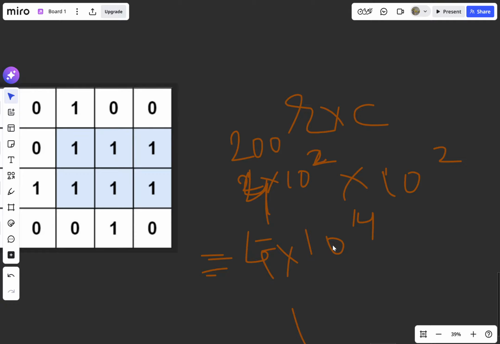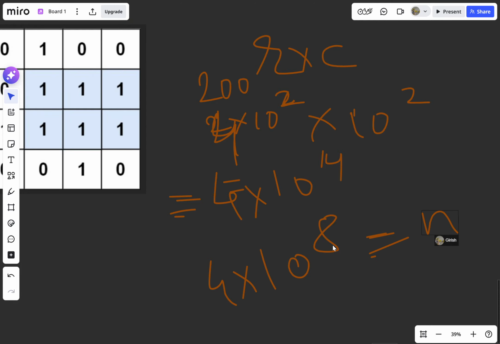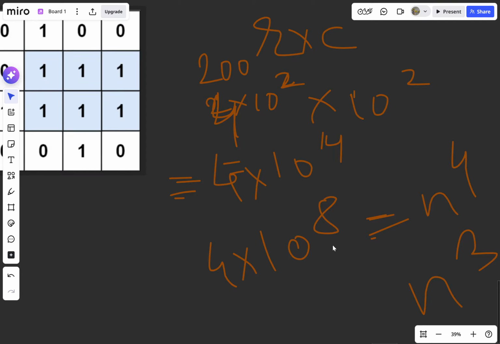Now after that, we can go up to 10 to the power 8. But here we have 4 into 10 to the power 8, so we cannot go that far. This will be equal to n to the power 4, where n we can represent with the row or column. Now we can go up to n to the power 3, so n cube.